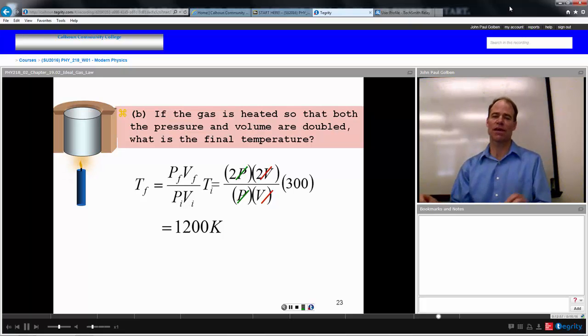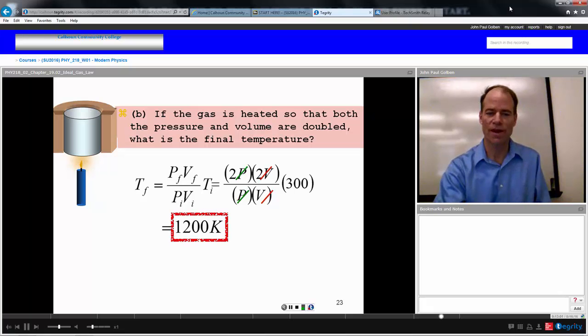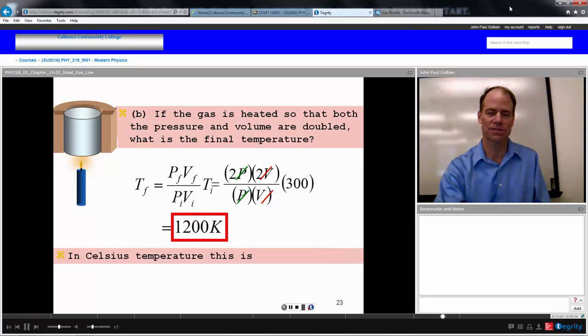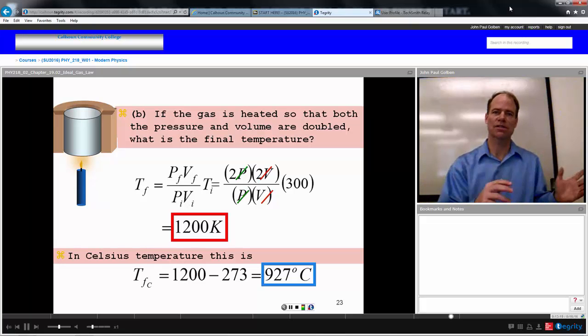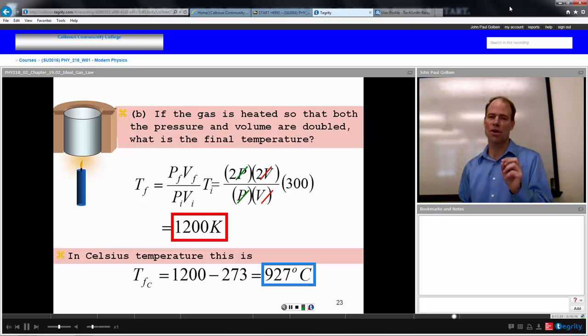Again, we can convert that back to Celsius if we wish by subtracting 273.15 from that to get our final temperature in Celsius. It looks like that's what I did here. So 1200 minus 273, final temperature of 927 degrees Celsius. So if you see a problem and they want your final temperature in Celsius, you're going to have to go into Kelvin, work it that way, and then come back to Celsius, unless the problem was dealing with a change in temperature, which we'll deal with later. But if it's absolute temperatures, you've got to work in Kelvin.